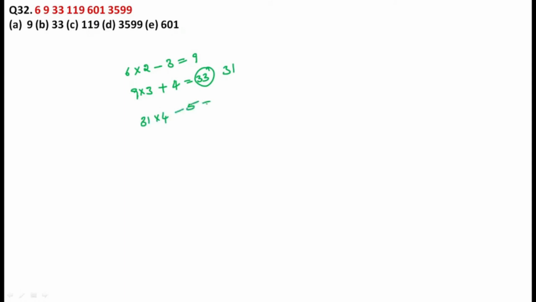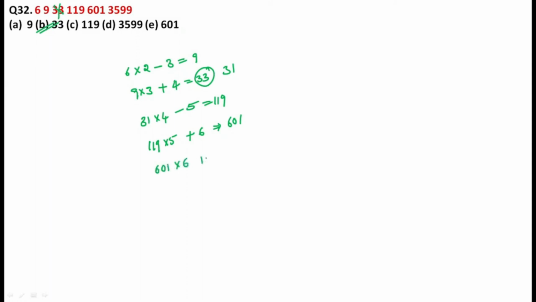124 minus 5 is equal to 119. Now 119 is multiplied by 5 times. You can add 6. Now you can get 601. That's why the wrong number in this series is 33. The 33 is the wrong number. And 601 is multiplied by 6 times.